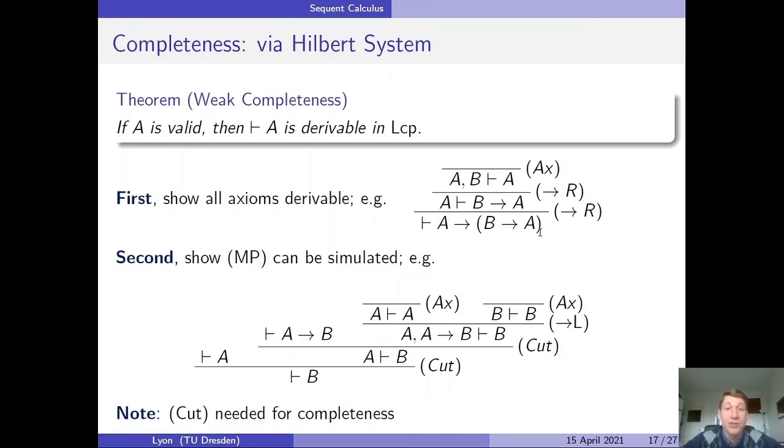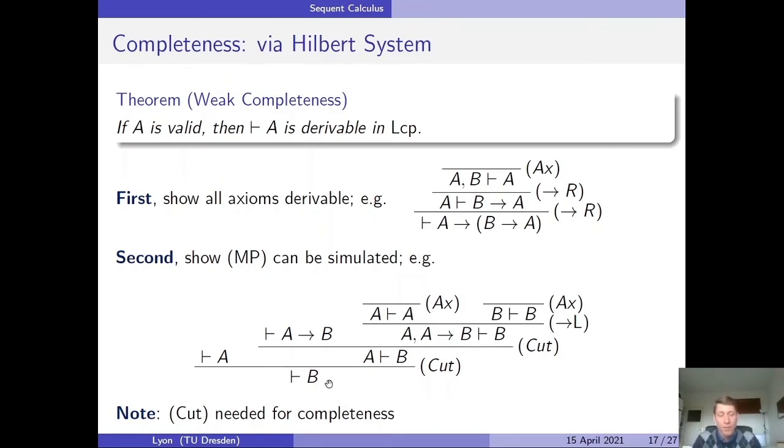So once we know that all the axioms of the Hilbert system can be derived, the second thing we need to show is that all inference rules can be simulated. In the case of our system, the only inference rule of our Hilbert system is modus ponens. And this little proof chunk down here shows that modus ponens can be simulated. If A is derivable and A implies B is derivable, then B is derivable. So what happens is, given a proof in your Hilbert system, you can transform it into a proof in your sequent system.